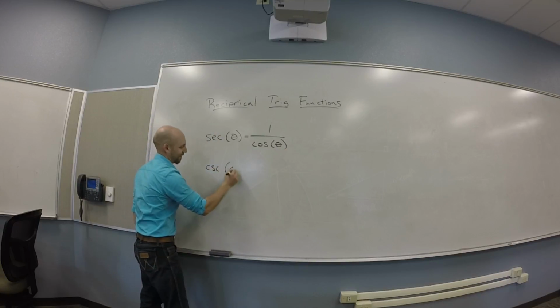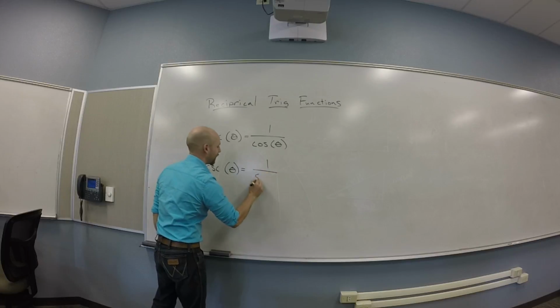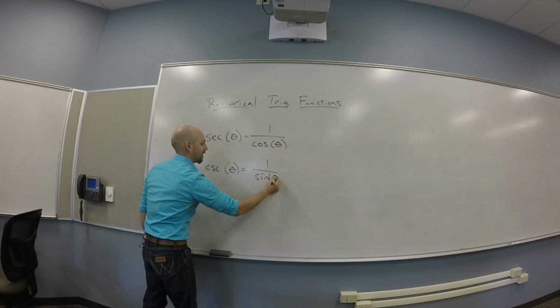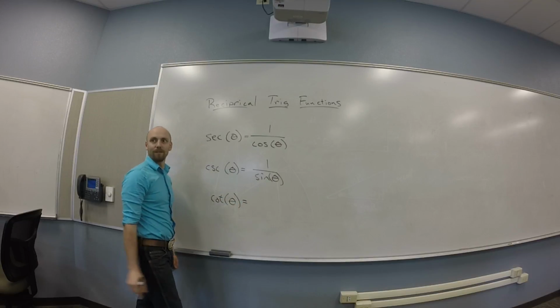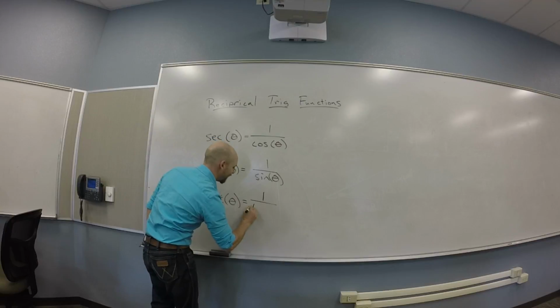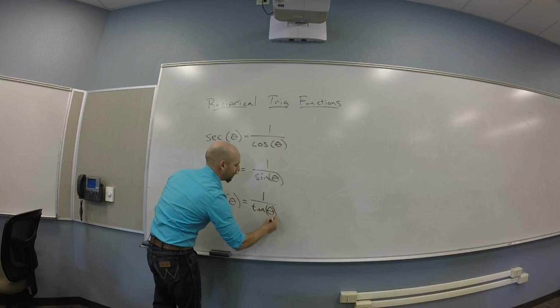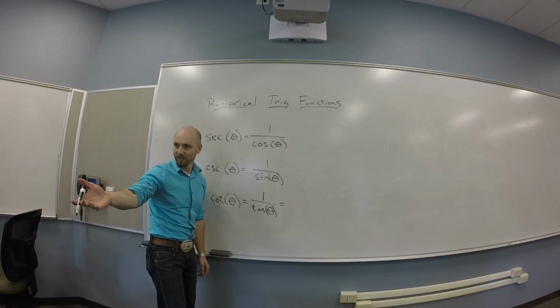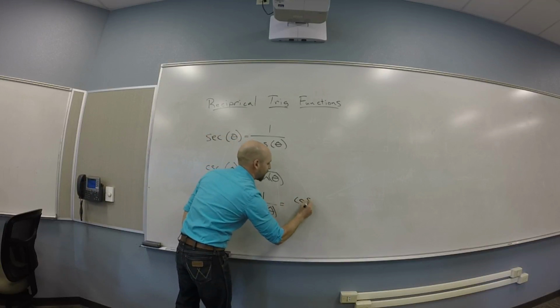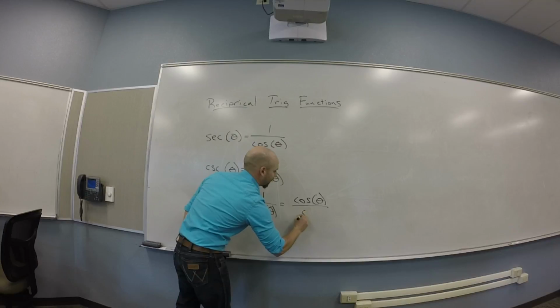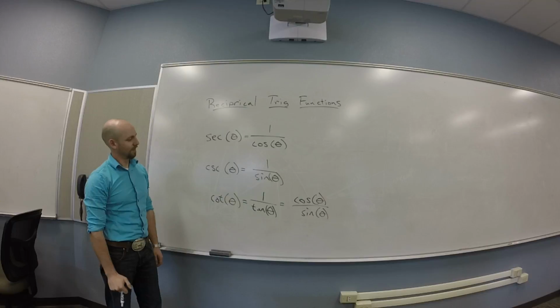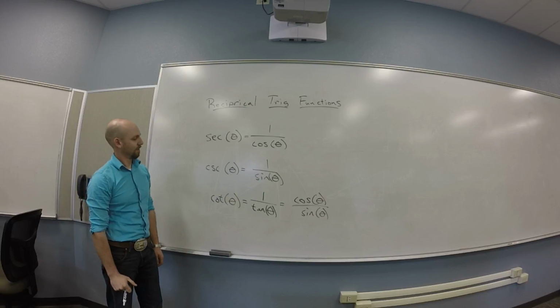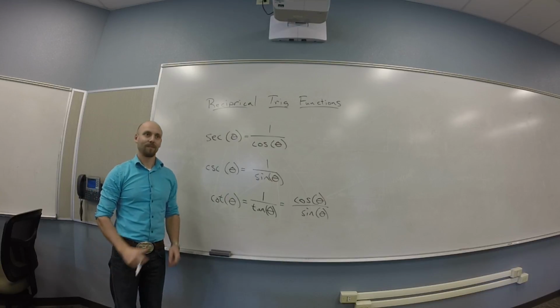Cosecant of theta is, of course, 1 over sine of theta. And cotangent of theta is 1 over tangent of theta, which is cosine over sine. It helps if you order them with cosecant first and then secant, because you usually have sine, cosine, tangent in your head.